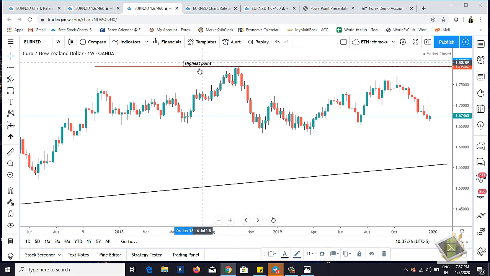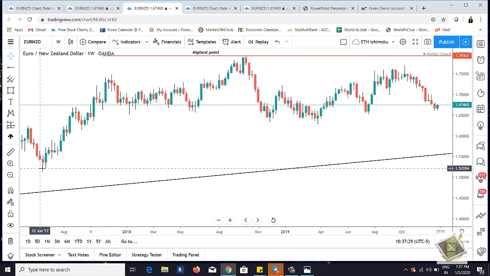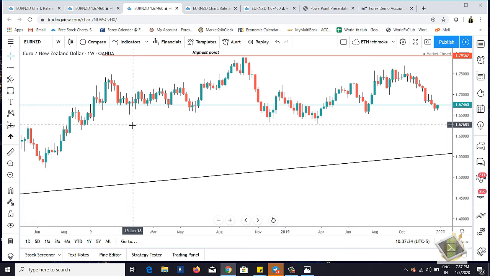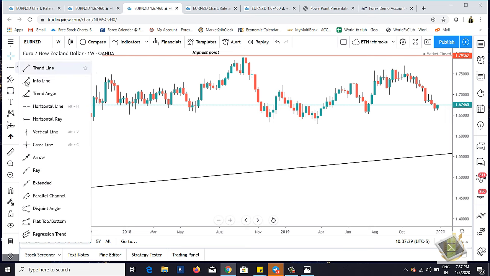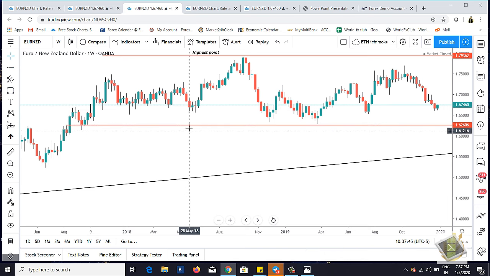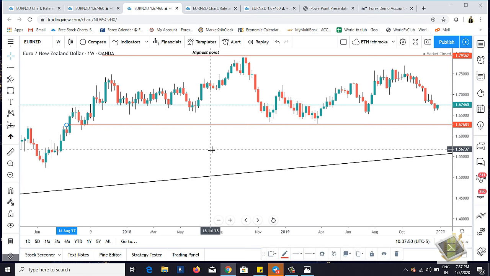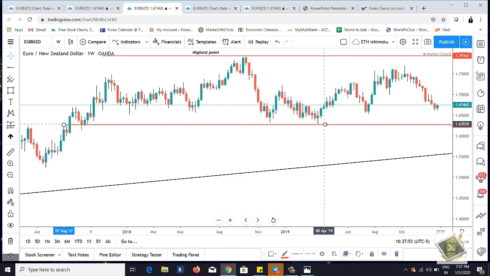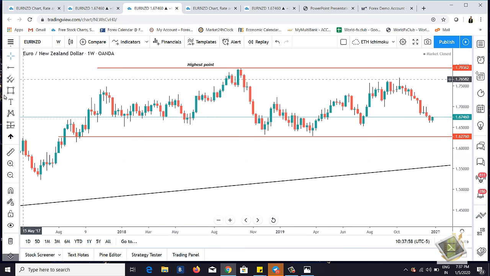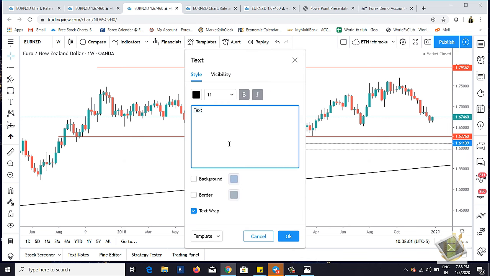Okay, perfect. This is the lowest point, but this is in 2017. So what is the next level in 2018? I think this is the lowest point, right? So we'll mark it. This is the lowest point. Simple, perfect. I'll just write here: lowest point.